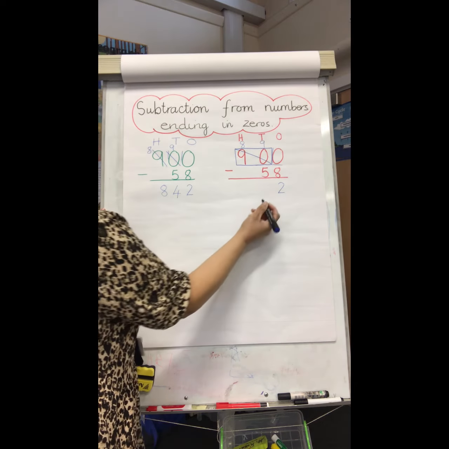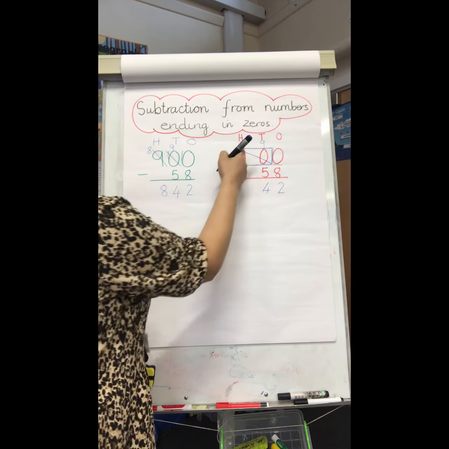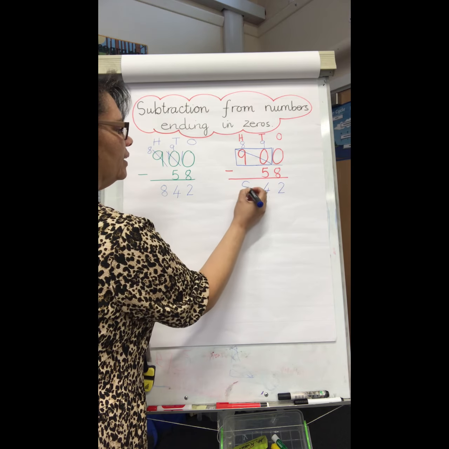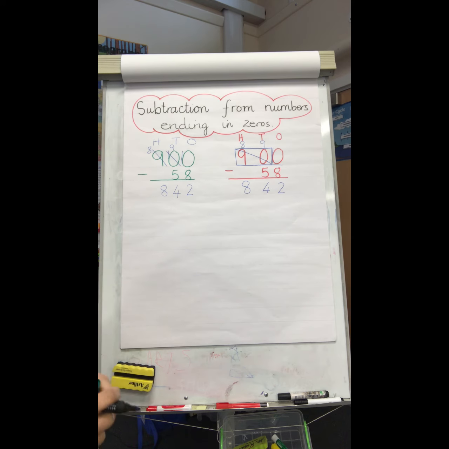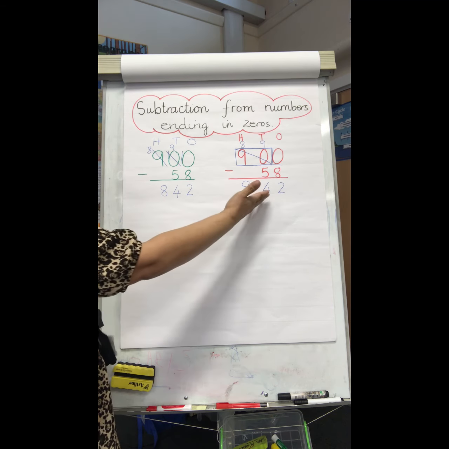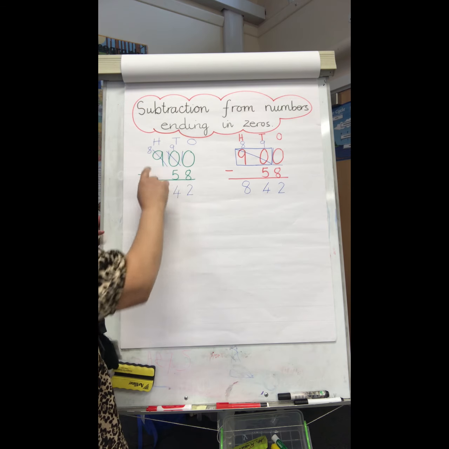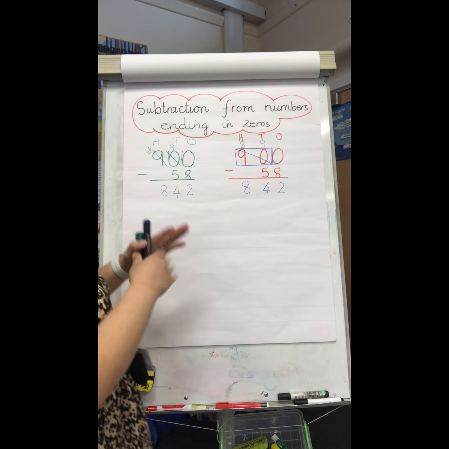9 take away 5 is 4. 8 take away nothing is 8. Our answers are exactly the same. Now, which method do you think was easier to do? I think that one is easier because we didn't have to go back and back again to complete the sum.